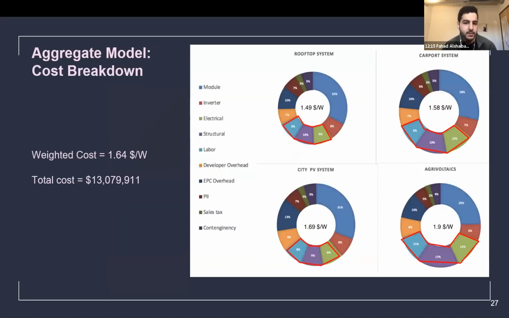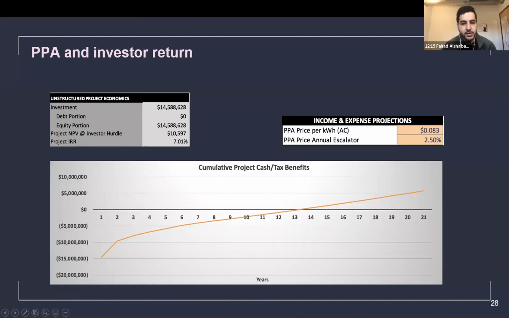As for the construction costs, these have been separately estimated for each individual system and aggregated to produce a total system cost. The main variables at play between each system include the structural, electrical components, installation labor, and overhead costs, which were found to be the lowest for the rooftop models at 29% and highest for the agrivoltaics at 40%. And using these values, the aggregate system cost was found to be $1.64 per watt, with a total construction cost of around $13 million. And after settling on the model assumptions and aggregate project inputs, a reasonable PPA was chosen to ensure that the project at least matches the desired investor rate of return of 7%.